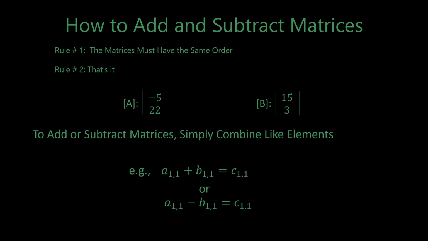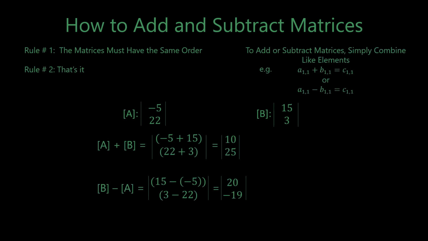To add or subtract matrices, simply combine like elements. For example, the element in row 1 column 1 of matrix A plus the element in row 1 column 1 of matrix B will give you the new element in row 1 column 1 of our new matrix C. Same thing for A minus B, row 1 column 1 minus row 1 column 1 gives you row 1 column 1.